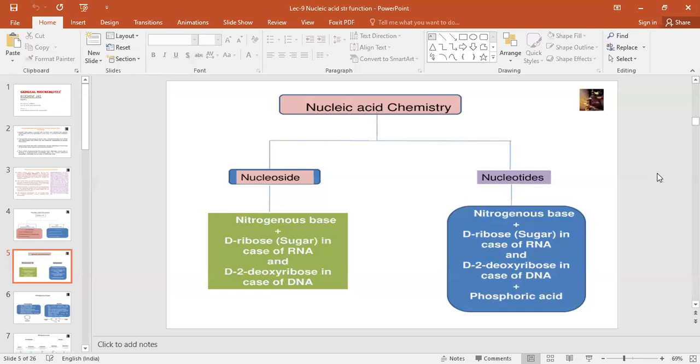And nucleotide means what? Nitrogenous base plus sugar plus phosphoric acid, meaning the phosphate group. The only difference between nucleoside and nucleotide is that in the nucleoside, the phosphate group is not there, and in the nucleotide, the phosphate group is there. That's why nucleotides are also known as the esters of the nucleoside, the phosphoric acid esters of the nucleoside.